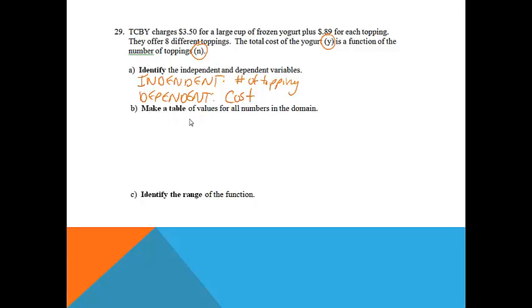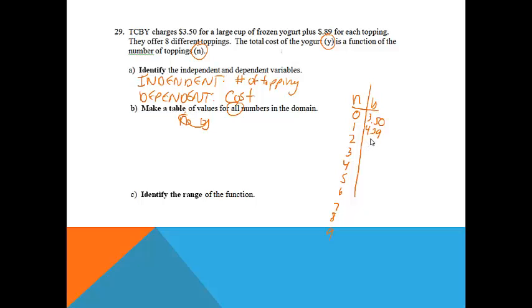Make a table of values for all numbers in the domain. So instead of using X and Y, I'm going to use N and Y. And I'm actually going to come over here because I think I'm going to need some more room. It says for all the numbers in the domain. So how many toppings could I pick? Well, I could decide I don't want any toppings. I could pick 1, 2, 3, 4, 5, 6, 7, 8, and 9. If I don't pick any toppings, it's going to be $3.50. If I pick 1 topping, it's going to be $4.39. I'm just adding 89 cents every time.